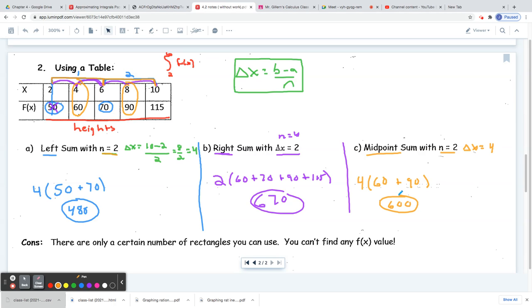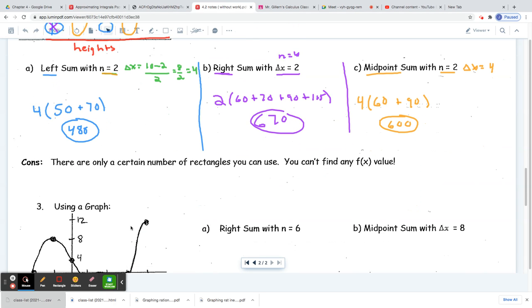So obviously, I couldn't have done the midpoint sum for like B, where delta x was 2, because I don't know what the height is at 3 between 2 and 4. It would obviously have to be something where you know clearly what the midpoint is. Hopefully you can see why this one's easier, because you don't have to do any calculations. It's given to you.